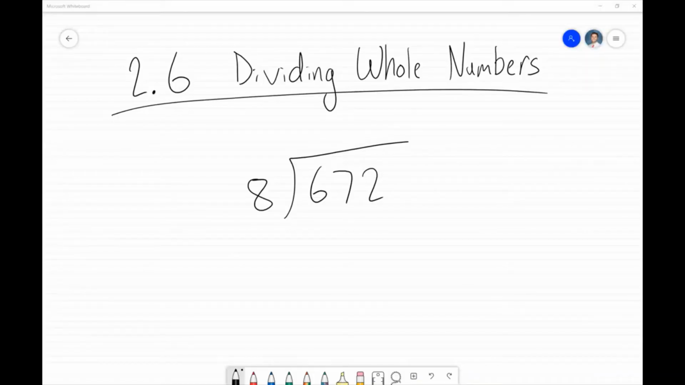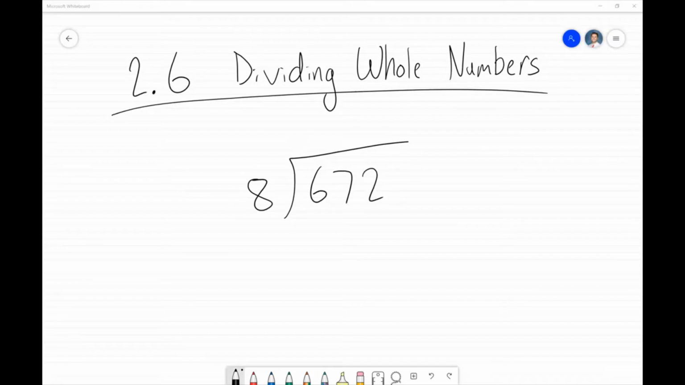Alright, let's practice how to divide whole numbers. So let's start with 672 divided by 8. Remember that this question is saying, how many groups of 8 go into 672 in this case? So that's what we are looking at in this question.